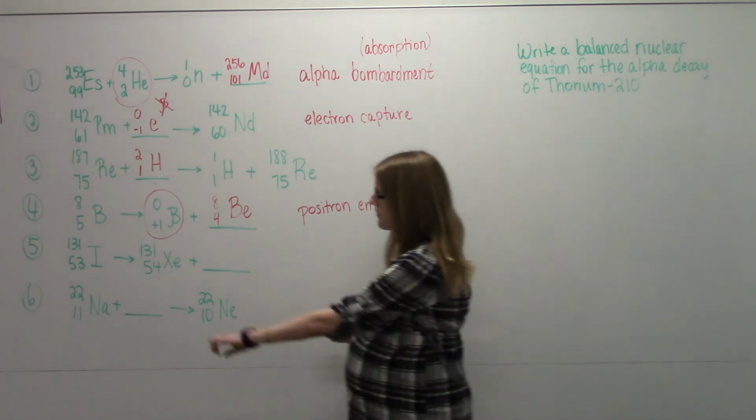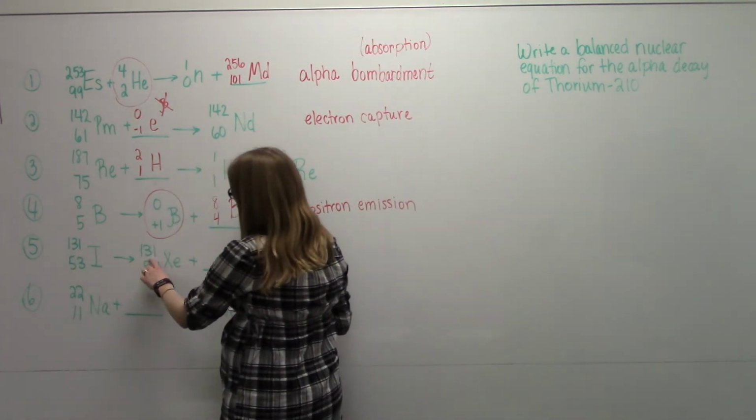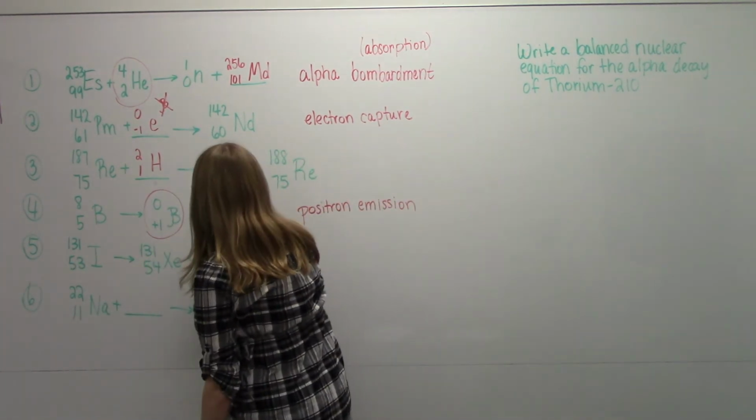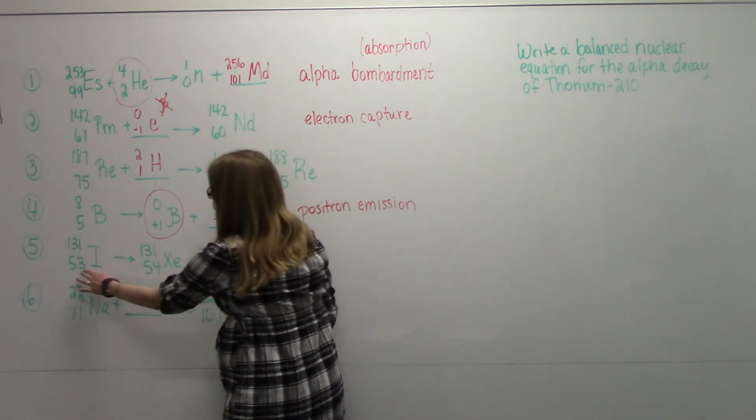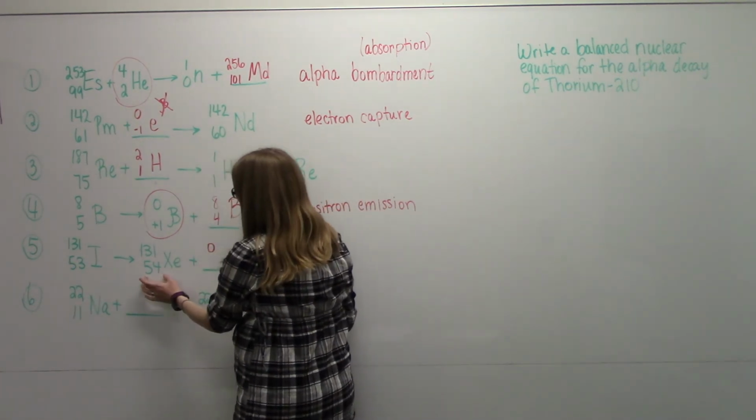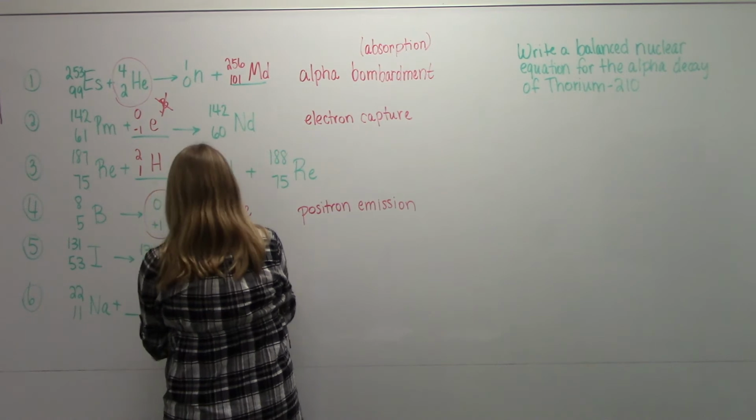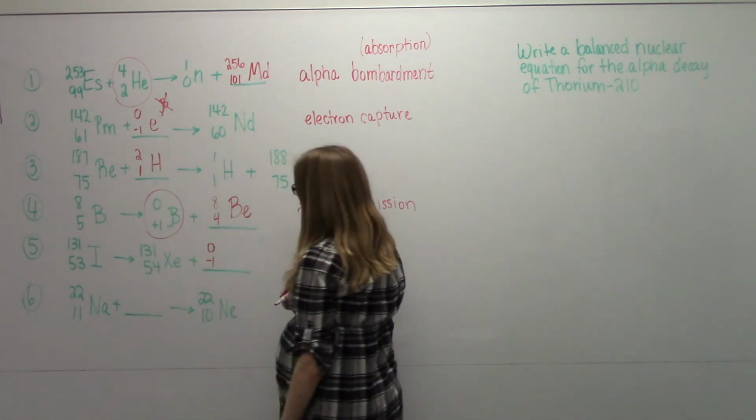Okay, let's do the next one. 131, 131, so the top needs to be 0. 53 and 54, so we have 1 too many over here. That is a -1.